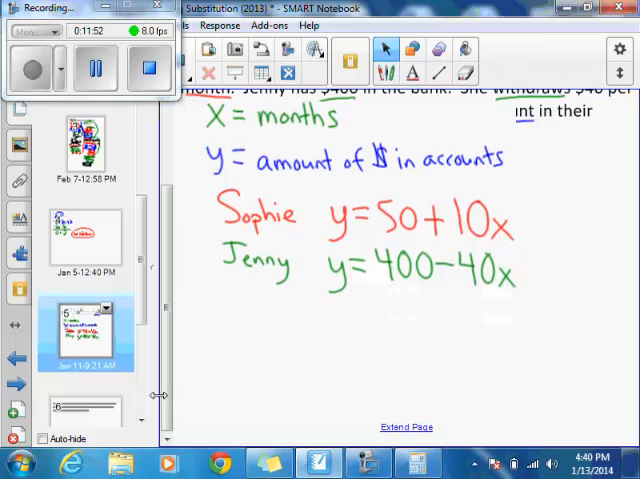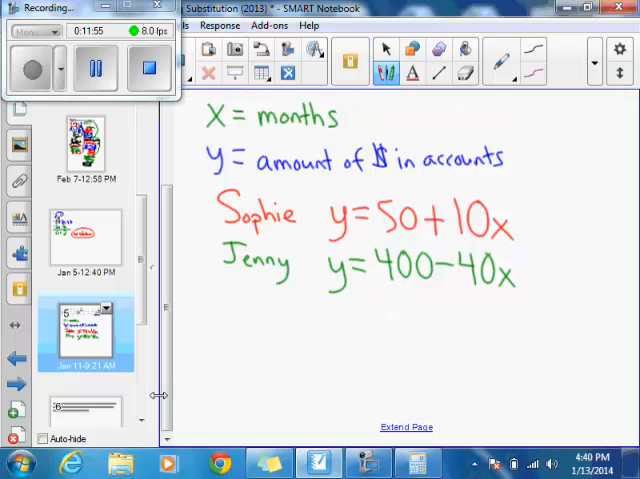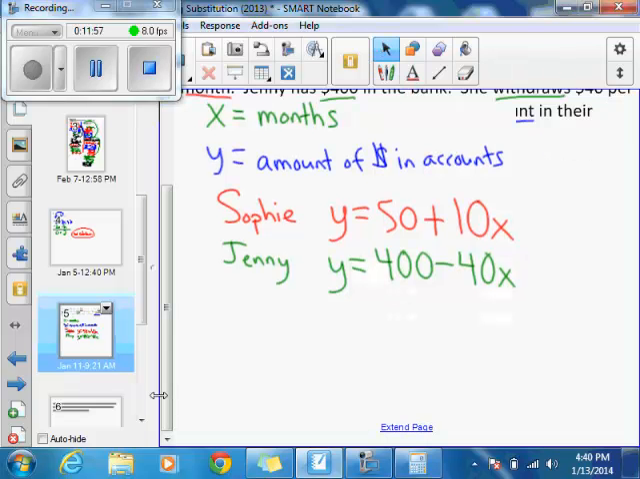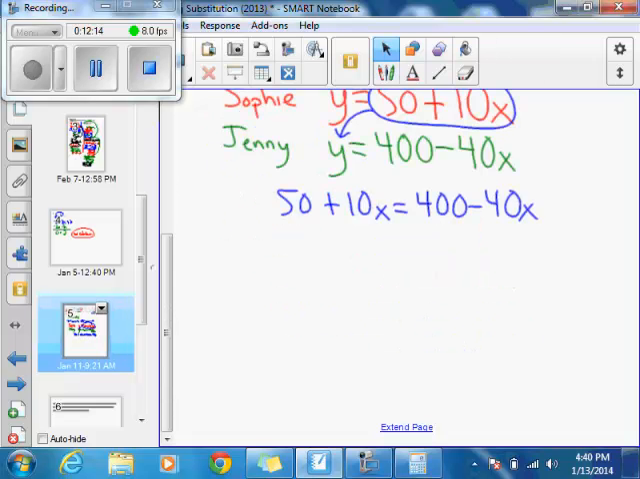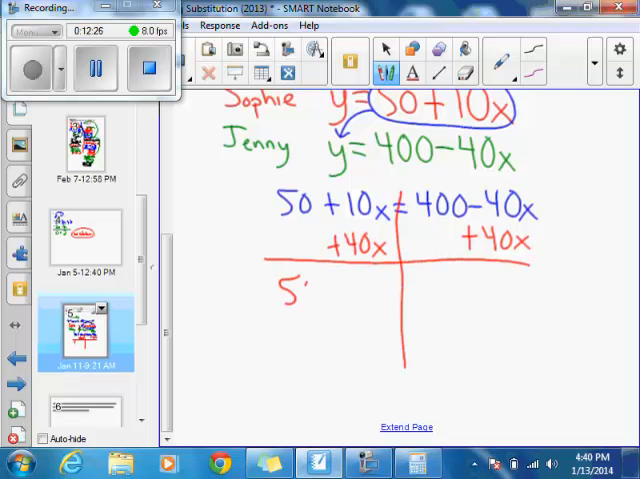So what we're going to do is replace y. We already have y by itself in the first one. We're going to replace y in the second one with the value from the first. So we're going to write 50 plus 10x equals 400 minus 40x. Let's get your x's on the same side. So we are going to add 40x. So we get 50 plus 50x equals 400.